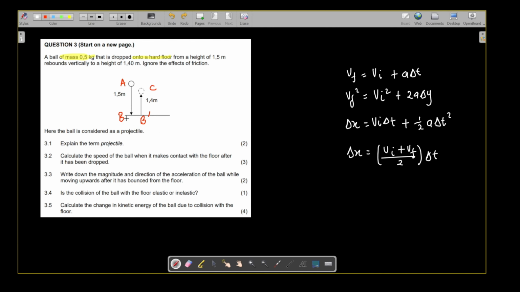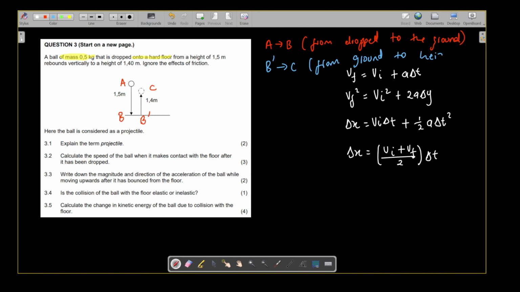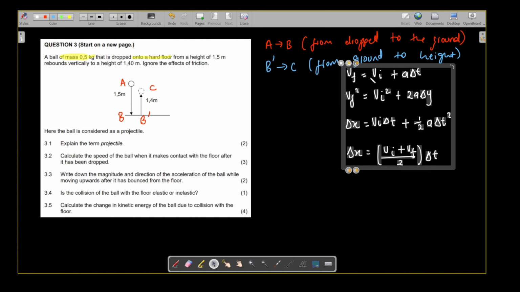Then A to B, we can even write it here just so we know, is from being dropped to the ground. And then B prime to C is from the ground to the height. So we're going to have those sections that we're going to be using.